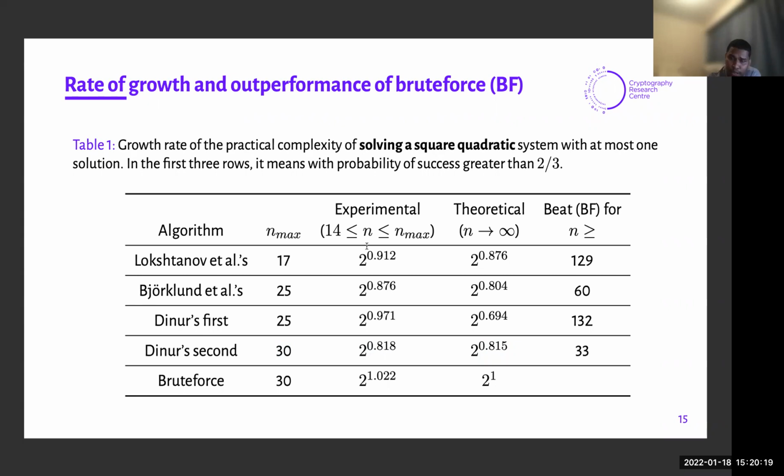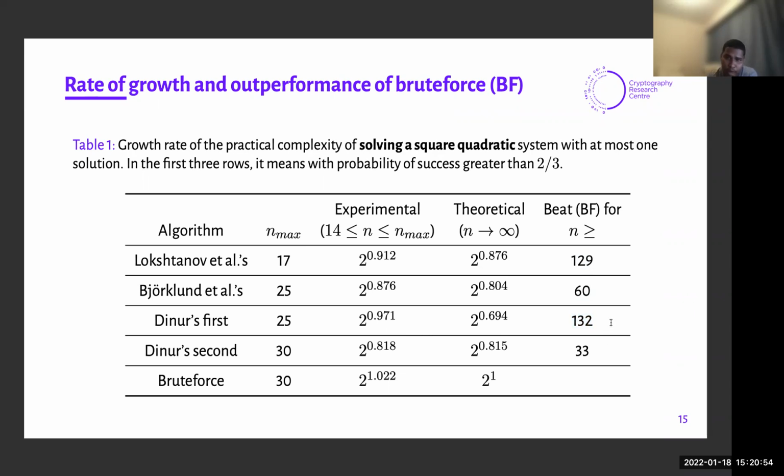We also used this estimation, and all the numbers we got, to estimate from which n these algorithms would outperform brute force with our implementation of brute force, and we got the following numbers. Log standoff is going to outperform brute force as long as n is greater than 129. This number is 60 for Bjorklund, 132 for Dinur first, and then 33 for Dinur second.